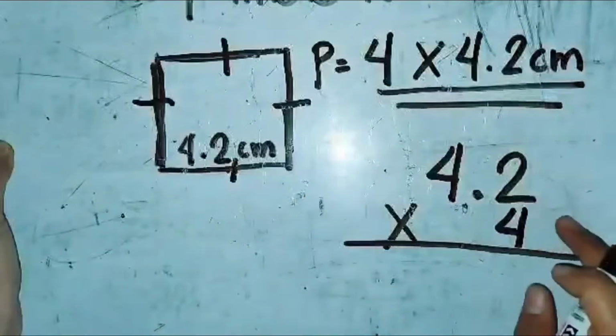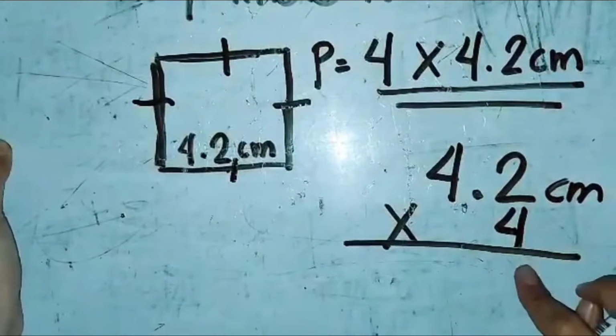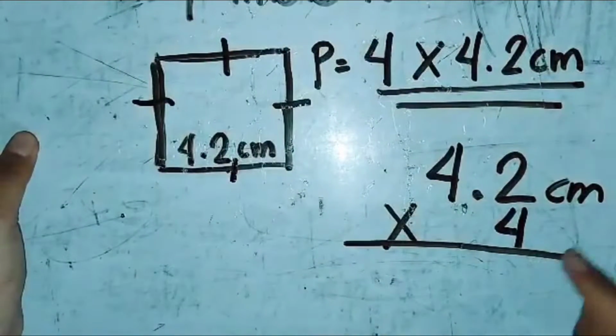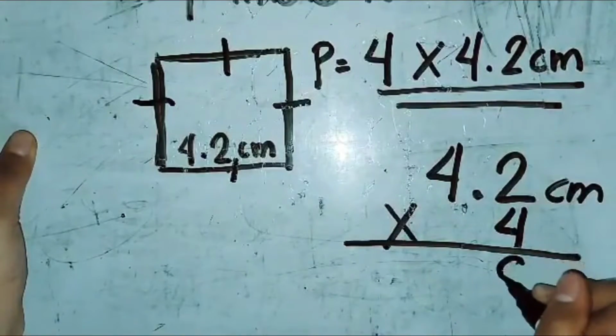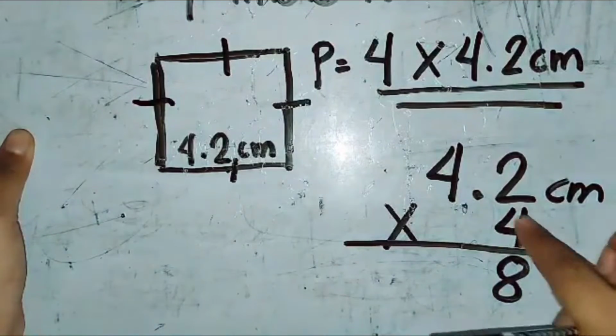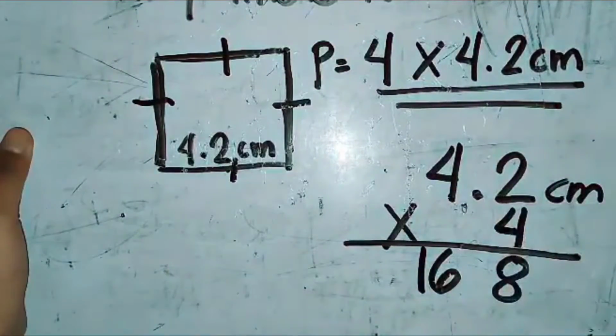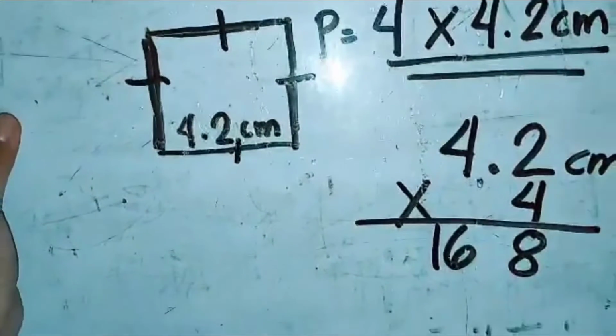Okay, so we have here 4.2 cm times 4. Okay, then multiply the following. 4 times 2 equals 8. Kung ano yung pinag-times mo, doon mo itatapat yung sagot mo. And then 4 times 4 is 16. Okay, ay may decimal point. How are we going to write that in our product?